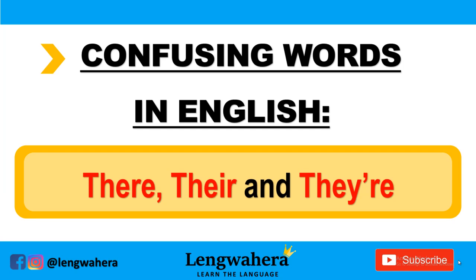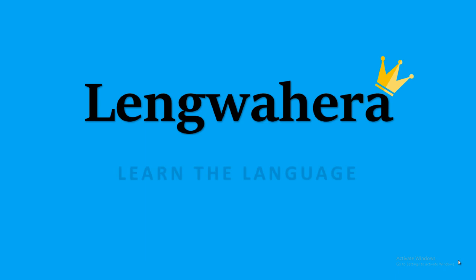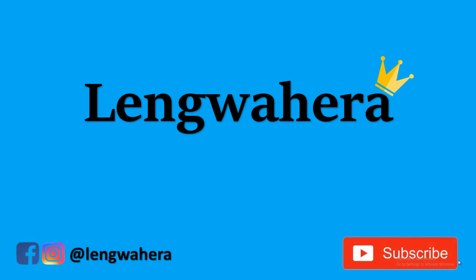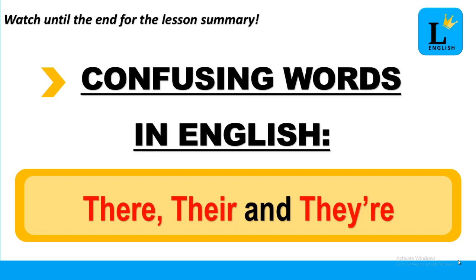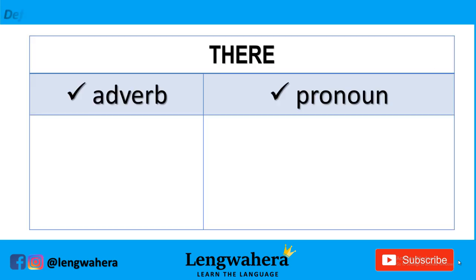Confusing words in English. There, their, and they're. How do they differ? There, the THERE, can be an adverb or a pronoun, while their, THEIR, is a possessive determiner. And the last one, they're, the one with the apostrophe, is a contraction.